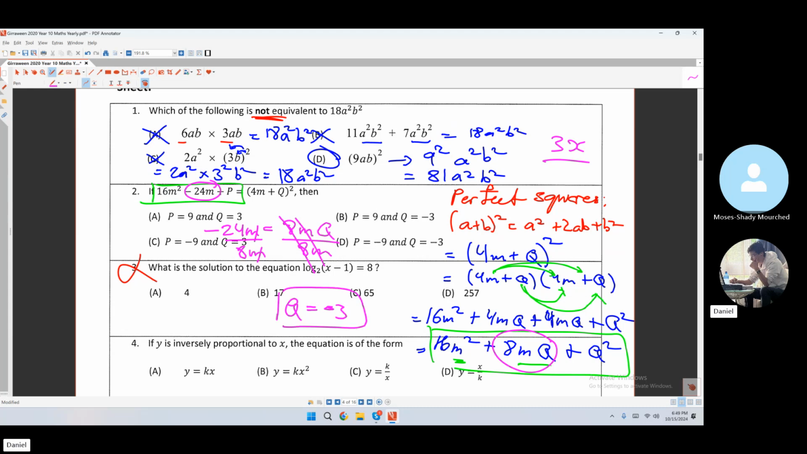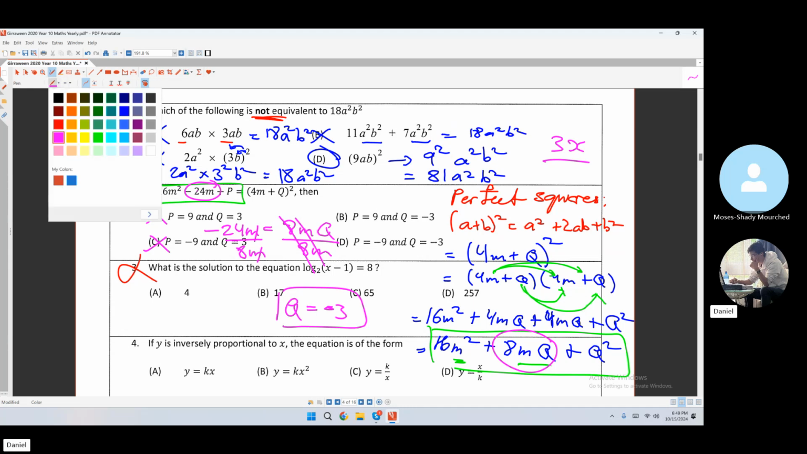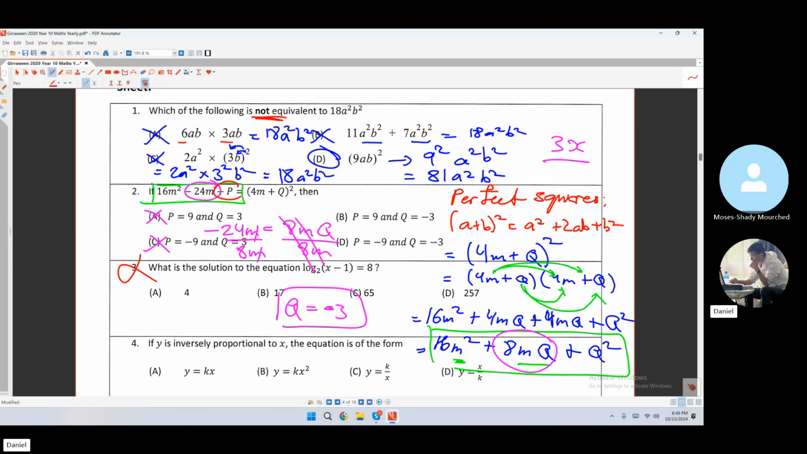Now, let's get rid of the answers that don't have Q as negative 3. That's positive 3. That's positive 3. Game over. So it's one of these two. Now, we've done this part and this part. I'm happy with that. The last part we need to do is this part equals to this part.